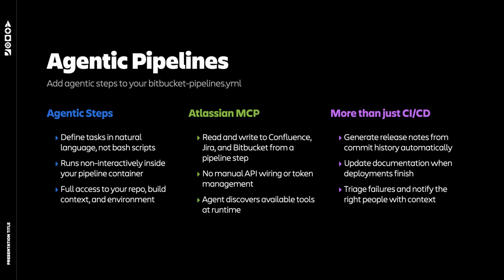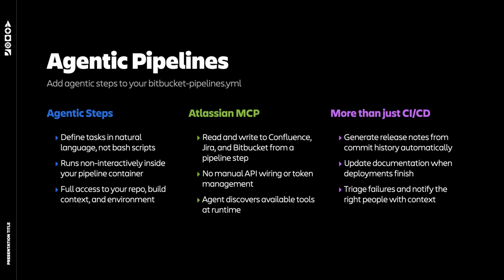Pipelines are great at the mechanical parts of CI/CD: build, test, and deploy. These are well understood problems, and you can script them reliably. But there's a whole category of work around your pipeline that's harder to automate. Writing release notes from commit history, updating a Confluence page when a deployment finishes, posting a meaningful Slack summary when tests fail, triaging flaky tests, cleaning up stale feature flags. These tasks require context and judgment.